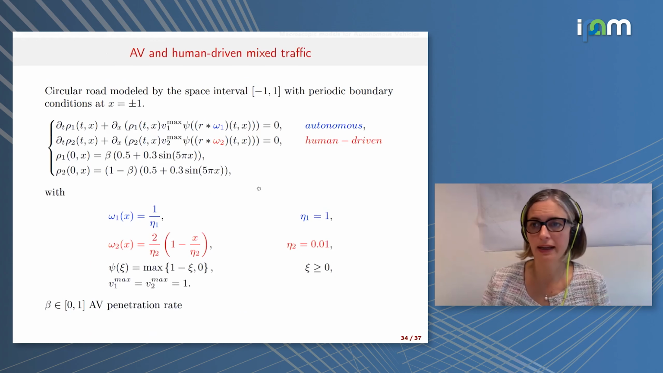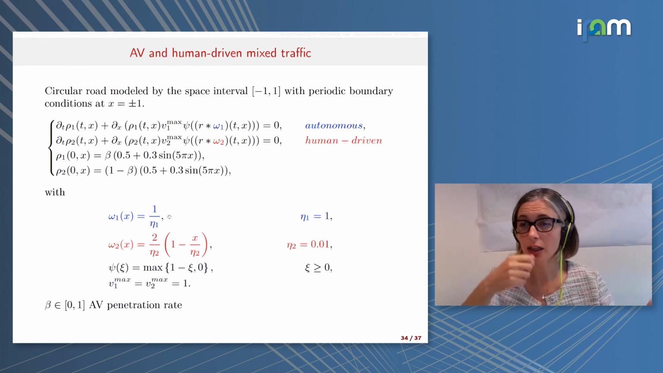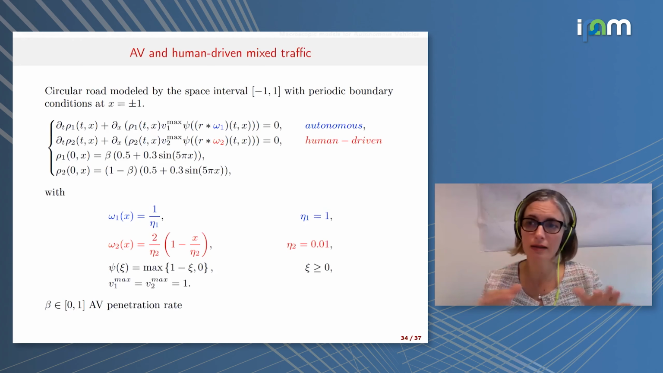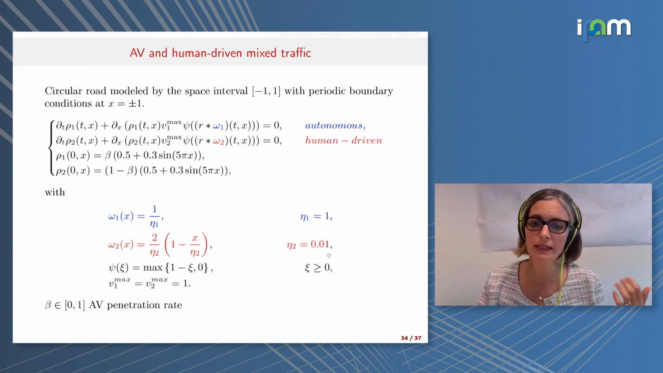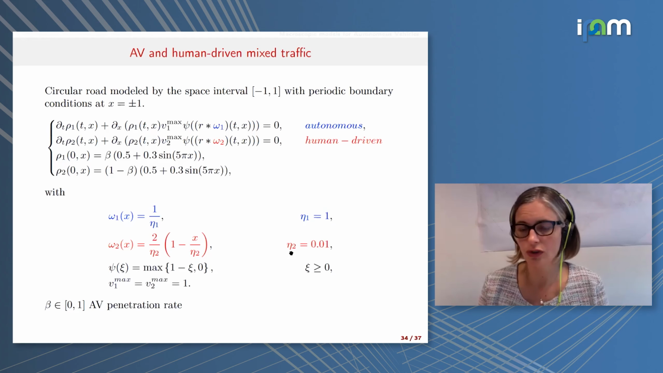So an example of application could be the following one. I consider autonomous vehicles and human-driven vehicles. For autonomous vehicles, I suppose that they have a lot of information over the surrounding traffic, and basically their weight can be constant because they see all the cars in the same way, and they can see also very far. So the eta of the autonomous vehicle is much bigger, two orders of magnitude, than the eta of the human drivers.